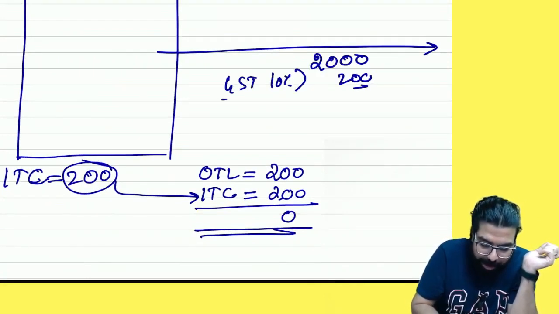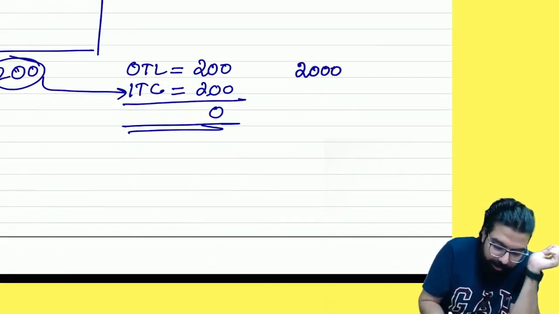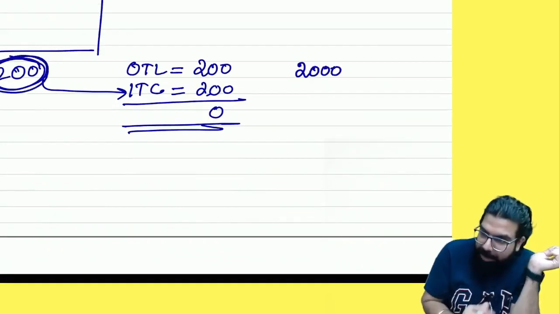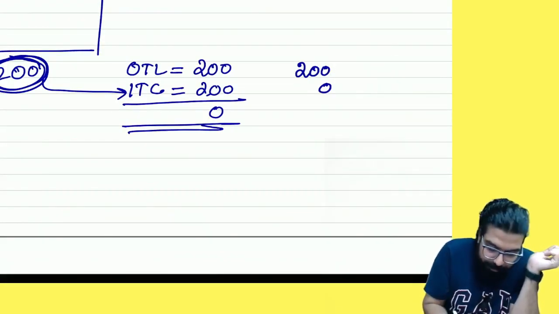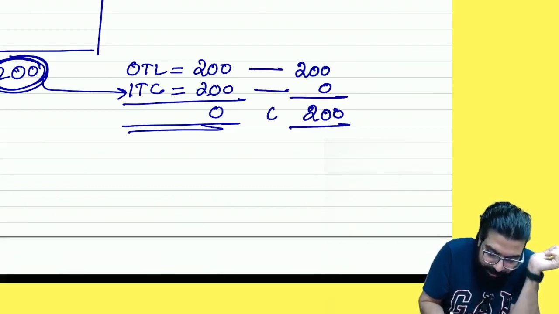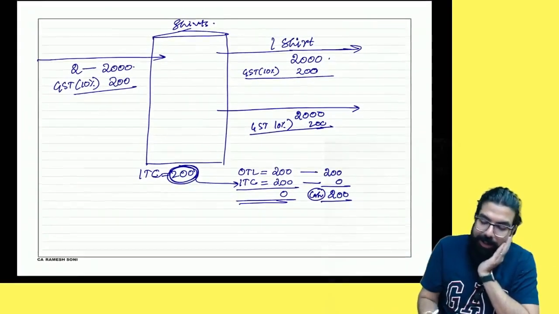What is my output tax liability, everyone? Input tax credit is how much? Why 0? Because I used it completely, right? 0. Sorry. 200 output tax. How much do I have to pay in cash? Do you agree? This I have to pay using cash. Correct? You know what I did?